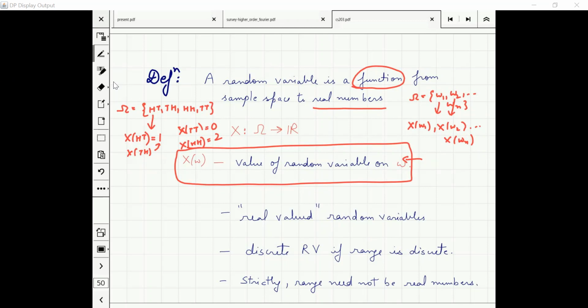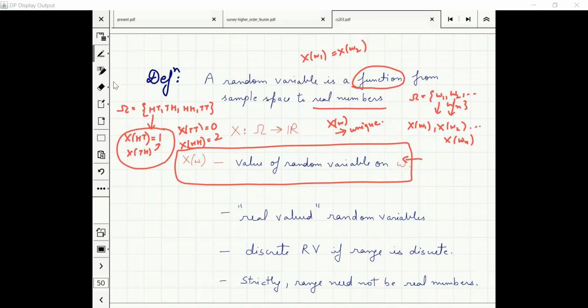What does it mean that X is a function? That means X of omega has a unique value. Unique. Exactly. I'm not saying that the function is one-to-one. It can happen that X of omega 1 is equal to X of omega 2, like it happened here. I'm just saying it's a function from omega to a number.